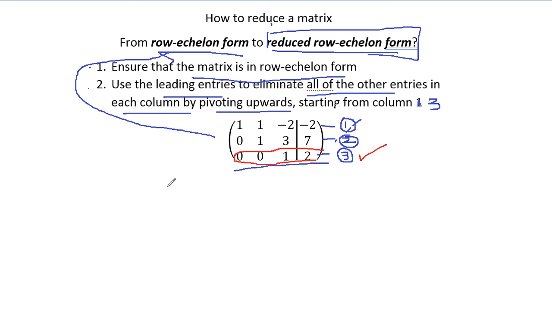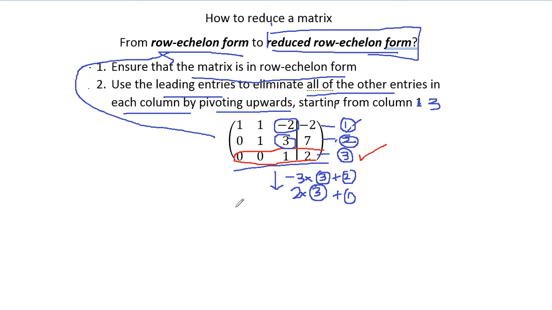So now first step is minus 3 times row 3 plus row 2, to eliminate the variable here. And now we also want to add 2 times row 3 and add to row 1. Why? To eliminate the variable here.